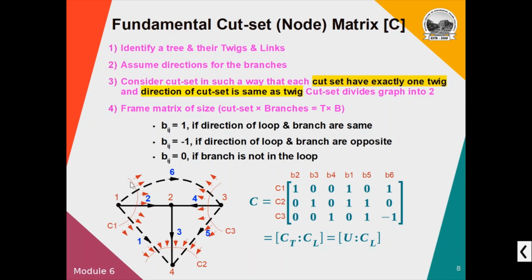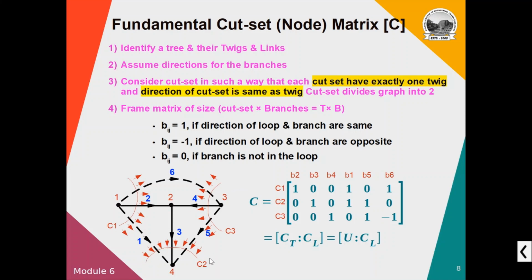If you are taking the cut set C1, what are the branches associated with it? 1, 2 and 6. And what is the direction of the branches? It is similar to that of the cut set, which is oriented away from this node. The branches 1, 2, 6 are associated with this cut set, and the direction is also similar to that of C1. So that's why we are making it 1 in case of branch 2, branch 1, and branch 6.